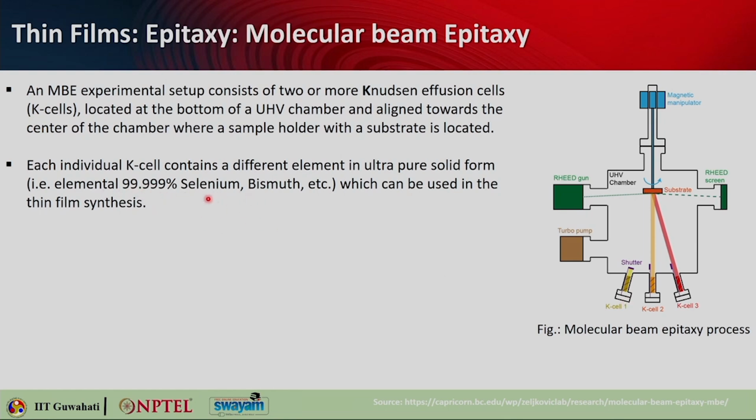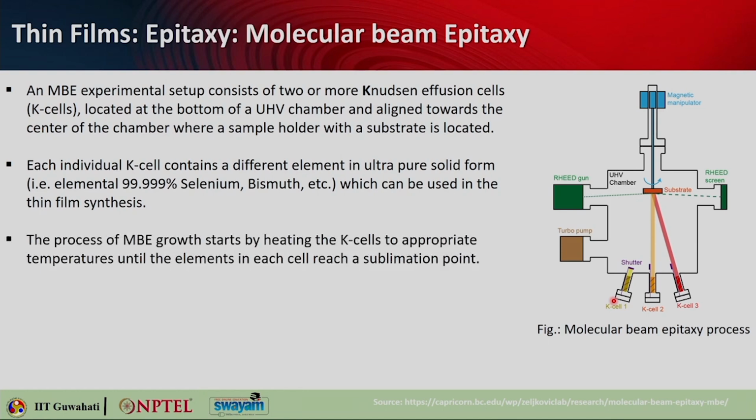So, what kind of materials like selenium, bismuth are used in the thin film synthesis. Now, how does it work? The process of MBE growth starts by heating these K cells to appropriate temperature until the elements in each cell reach a sublimation point.